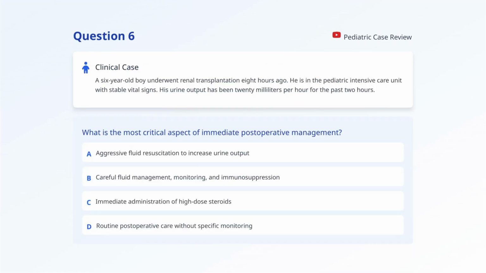A 6-year-old boy underwent renal transplantation 8 hours ago. He is in a pediatric intensive care unit with stable vital signs.